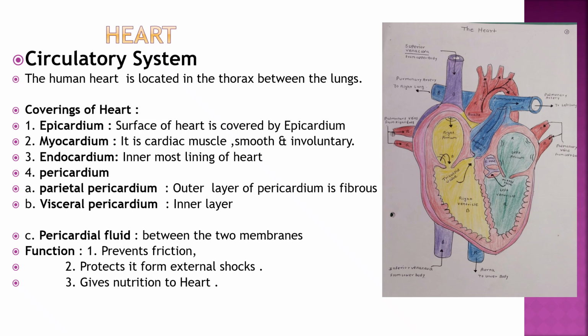Then the coverings of the heart, there are four coverings. Here is the formula of the four coverings: epicardium, myocardium, endocardium, pericardium. Pericardium has two layers, inner visceral and outer parietal layer, and in between them is a fluid called pericardial fluid, which gives protection and nutrition to the heart.